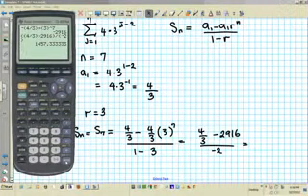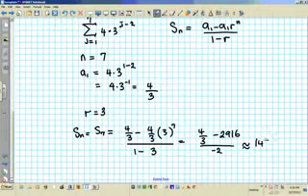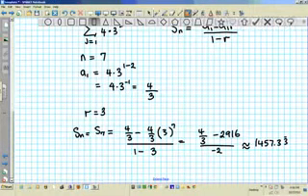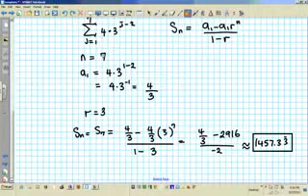1457.33. So it's an approximation. It's approximately 1457.33 repeating. Okay? So there goes your final answer for the sum of the first 7 terms of the geometric series given by this expression right here.